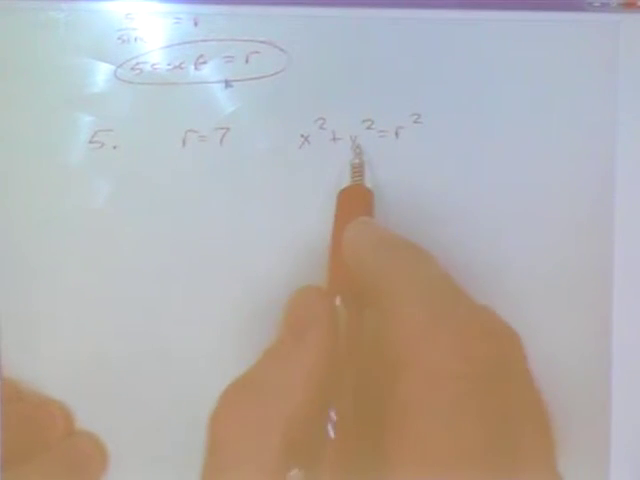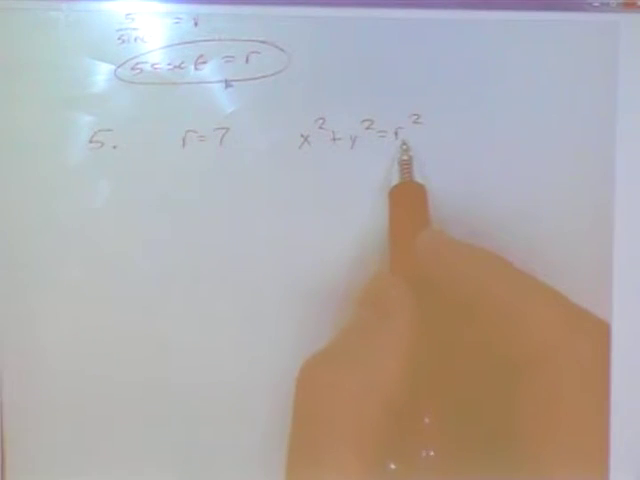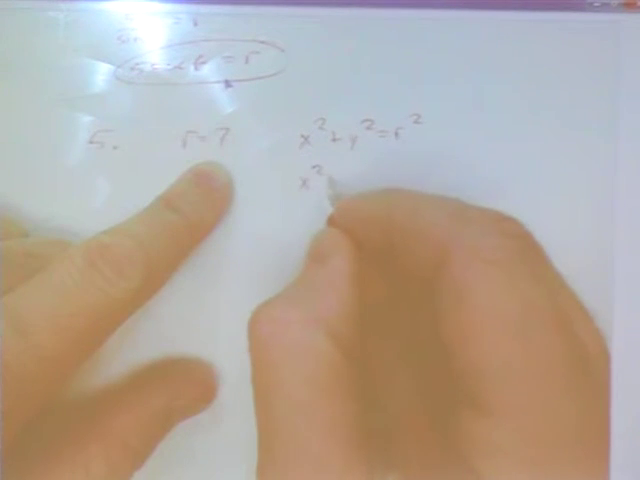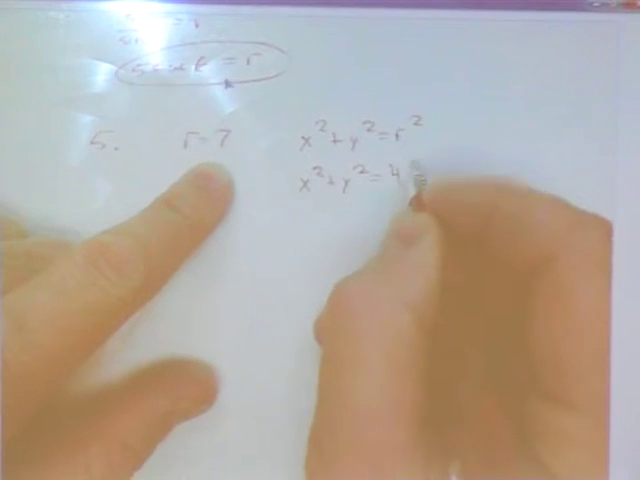Number 5, I'm converting r equals 7 to a rectangular equation. So I want x and y. I don't want the values of x and y. And you were shown that x squared plus y squared equals r squared. Here is the x and the y. All I need is the value of r, which I have here. So x squared plus y squared equals 49.